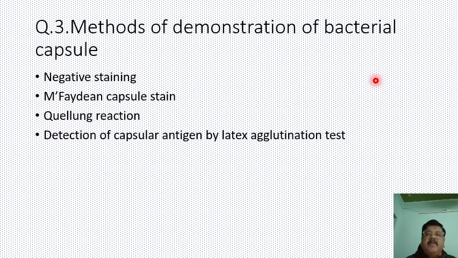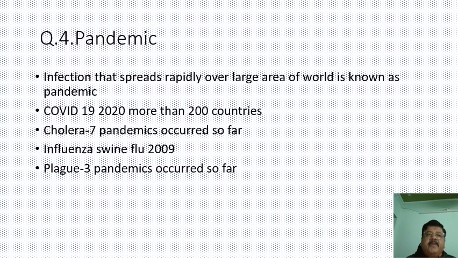Next question is methods of demonstration of bacterial capsule. Negative staining, McFadyean capsule stain. McFadyean capsule stain is used for demonstration of the capsule of Bacillus anthracis. Quellung reaction, it is also called the capsular swelling reaction, where antibodies against the capsular material are added and kept for 30 minutes. After that, a wet mount is prepared. The capsules will become big and refractile. So that is the Quellung reaction. Then the detection of capsular antigen by latex agglutination test. So these are the methods of demonstration of bacterial capsule.